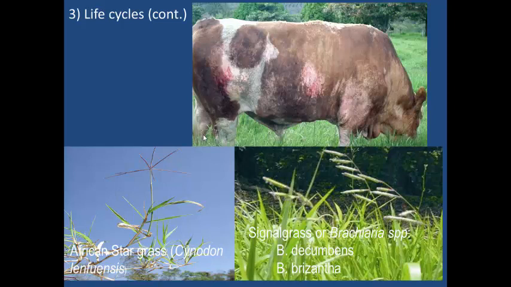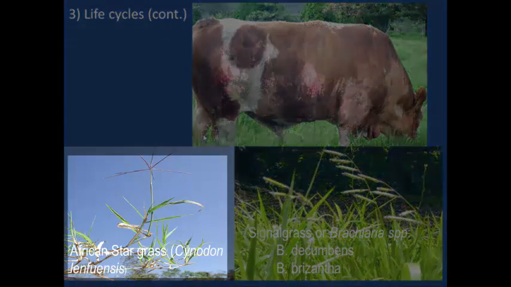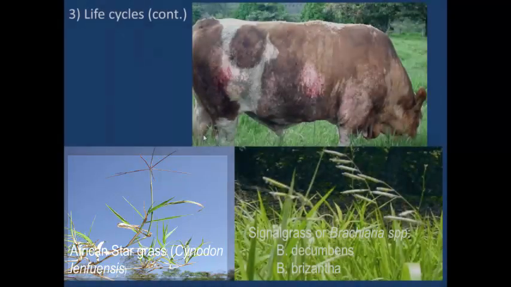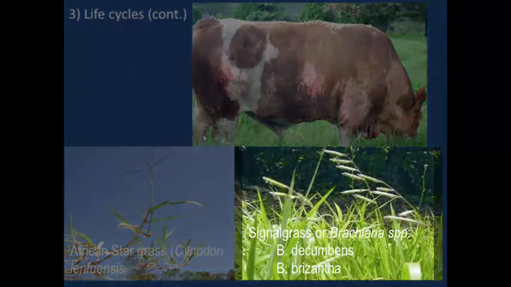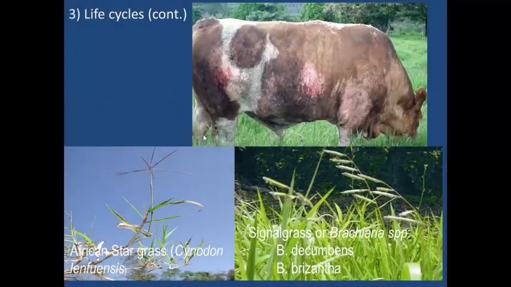When we talk about the biology of ticks, we have to mention that they need suitable plants that will favor the attachment to the host. In this case, the plants used as forage were African star grass and some species of signal grass, which make it really easy for the tick larvae to climb to the top and just wait for an animal to walk by and jump on it.